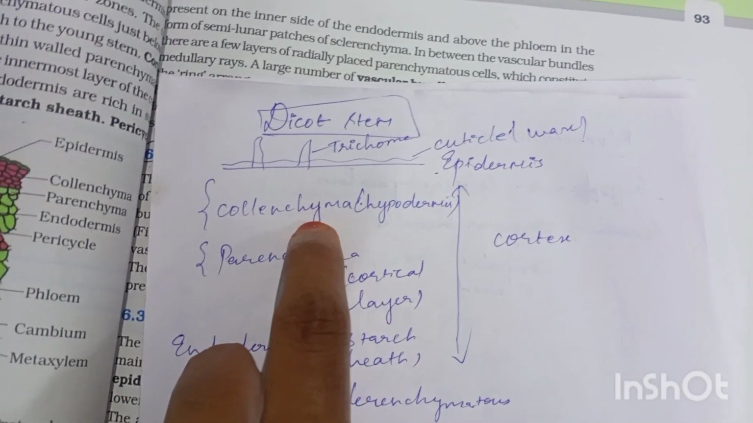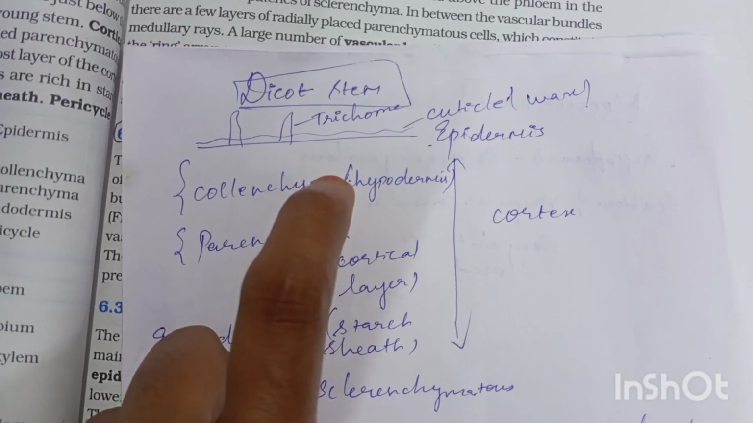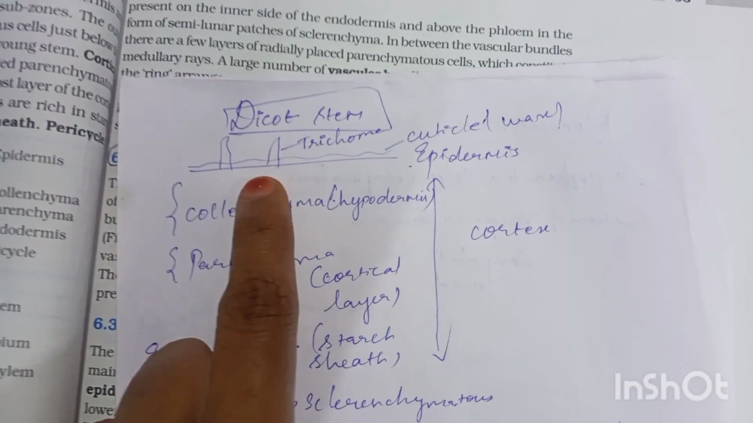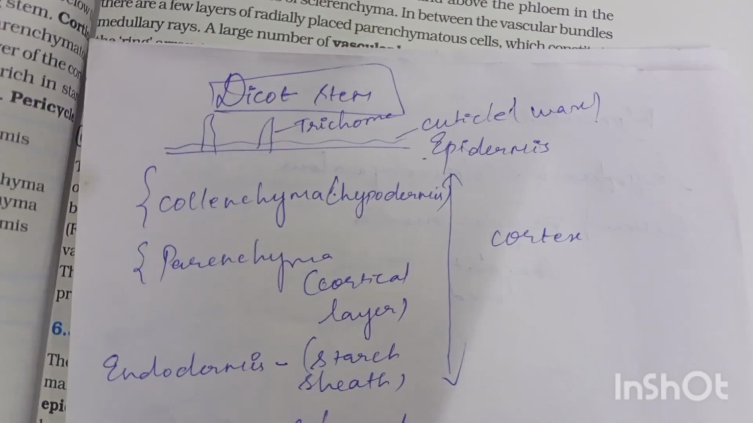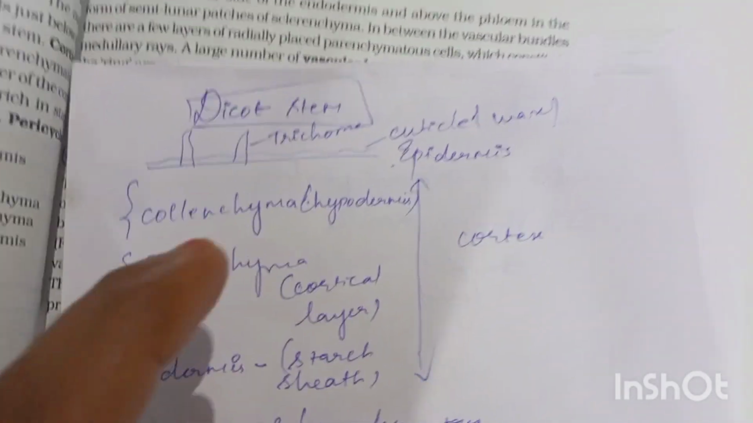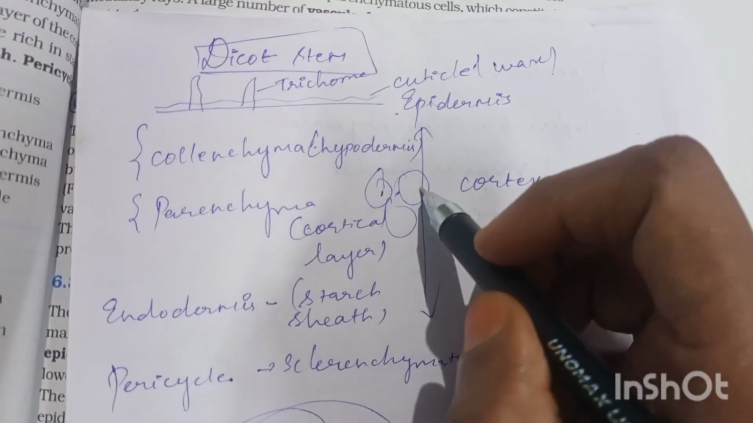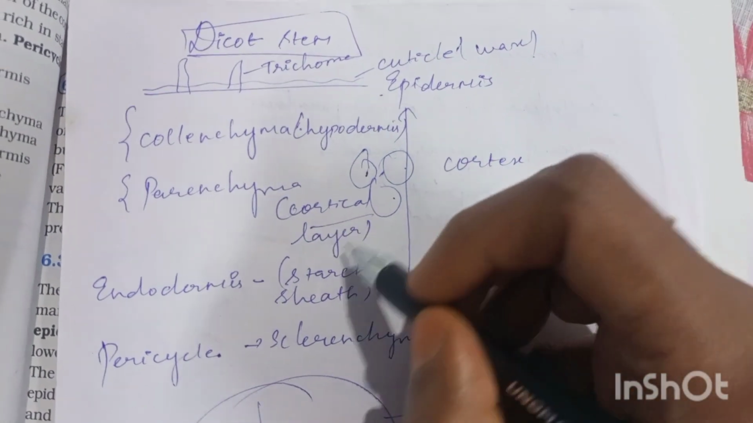Collenchyma are thick-walled cells, and they give mechanical strength to the stem. This layer which has these collenchyma cells is known as hypodermis. Next to hypodermis is a loosely arranged layer, I mean the cells will be arranged here and there with intercellular spaces, and it is made up of thin-walled parenchymatous cells, and this layer constitutes the cortical layer.